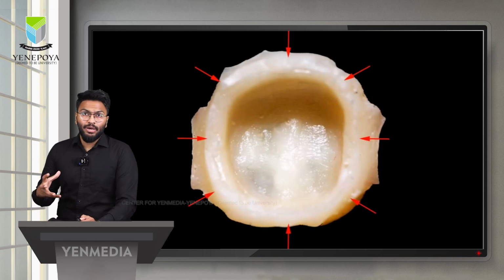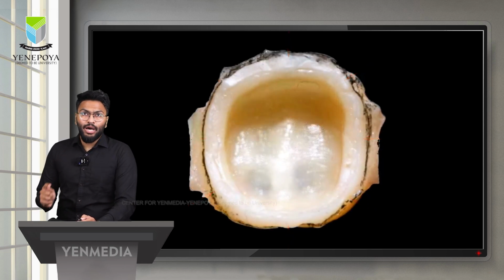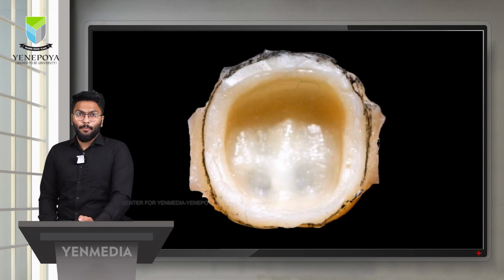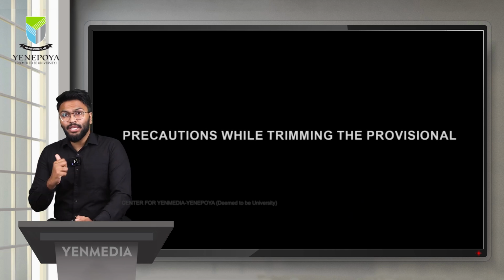You have to make sure where the margins are. You have to locate the margins of the tooth preparation, and then you mark those margins, and then you trim out the excess. From here you have to notice certain things. There are certain precautions while trimming the provisionals.